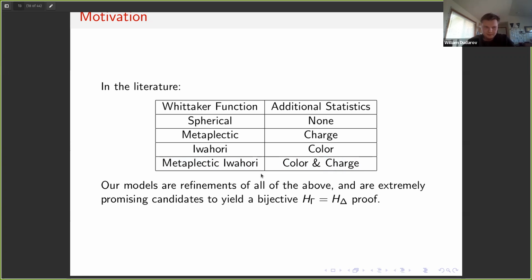And so our models are refinements of all of the above, and are extremely promising candidates to yield a bijective H gamma equals H delta proof.